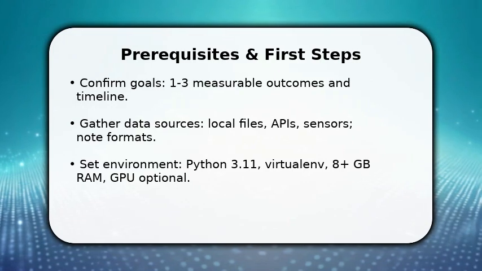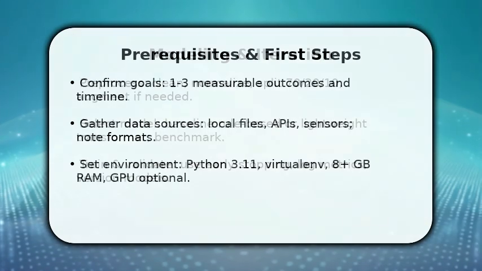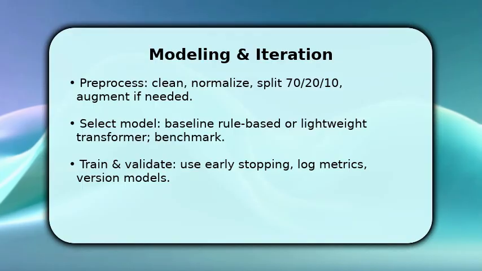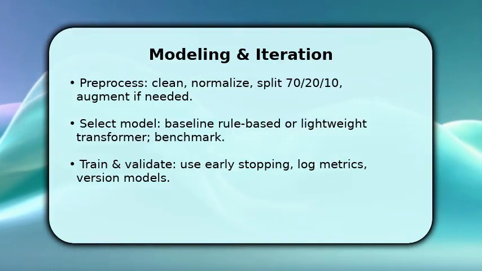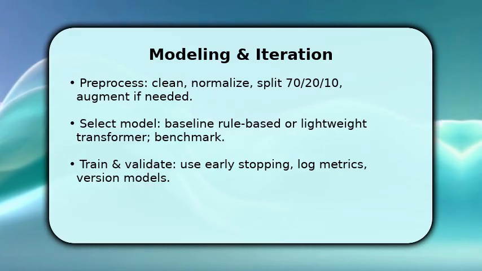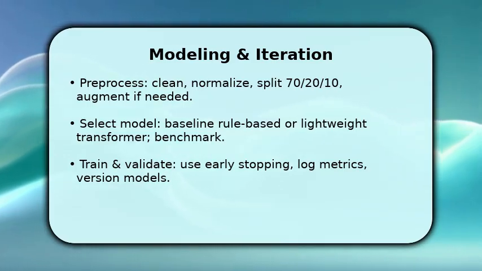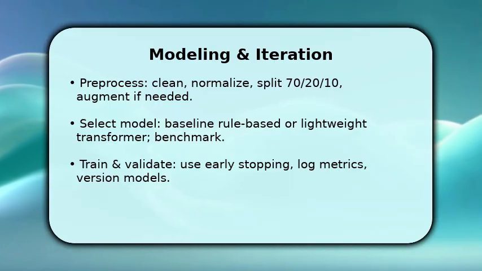You now build and iterate the intelligence layer. Begin with preprocessing. Clean, normalize, and split data 70/20/10 for train, validation, test. Add augmentation where appropriate. Then pick a model, start with a simple baseline or a lightweight transformer to compare. Benchmark accuracy, latency, and cost.